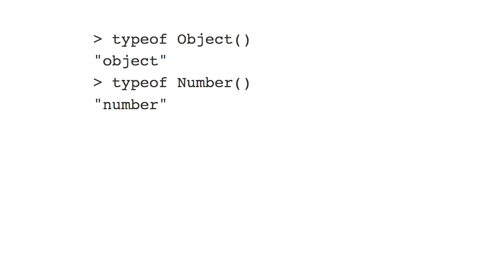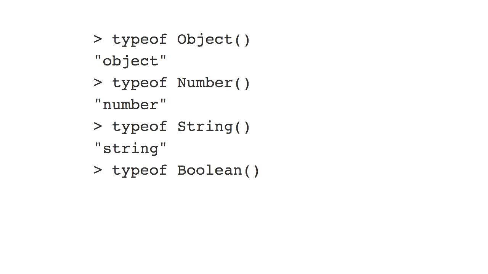What are you talking about? What is the type of string? String. What is the type of Boolean? Boolean. What is the type of null? Yes.